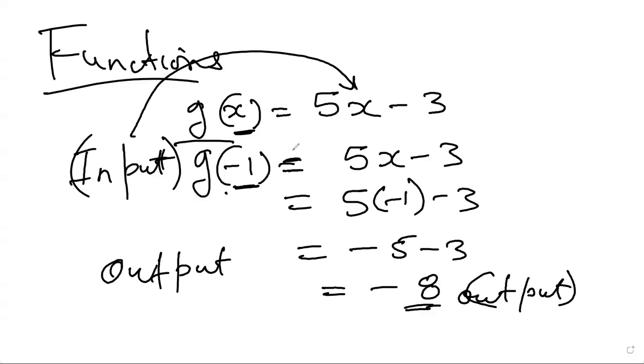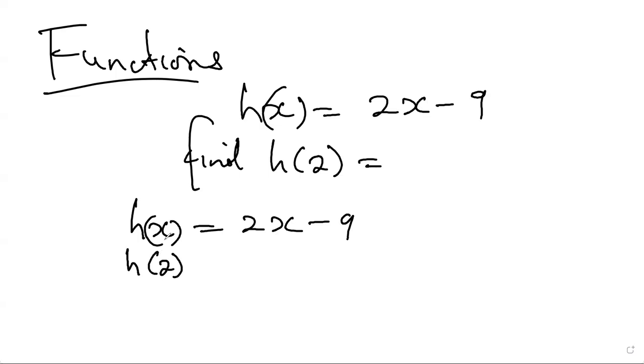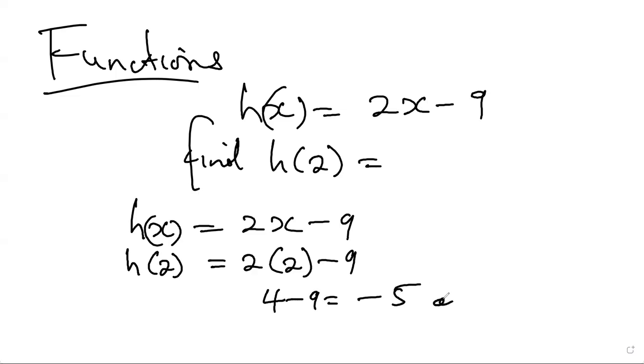Alright, so I'm going to make you guys try one after this. Good job. So h of x is equal to 2x minus 9. What we do is substitute the value. Write back 2x minus 9 first. Just as we replace x here, we replace x in the equation. So 2 times 2, 4, minus 9, works out to negative 5. So this is our output.